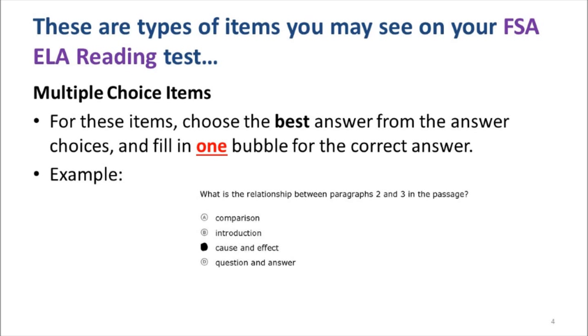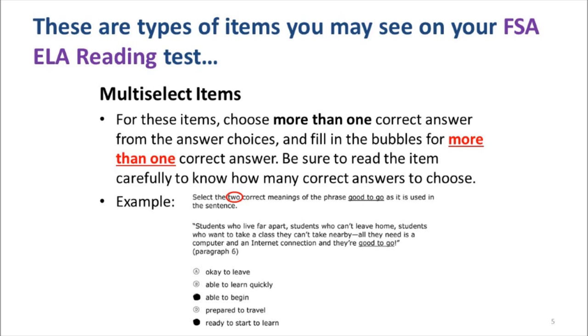Multiple choice would be one. For these items, choose the best answer from the answer choices and fill in one bubble for the correct answer. See the example. Multi-select. For these items, choose more than one correct answer from the answer choices and fill in the bubbles for more than one correct answer.